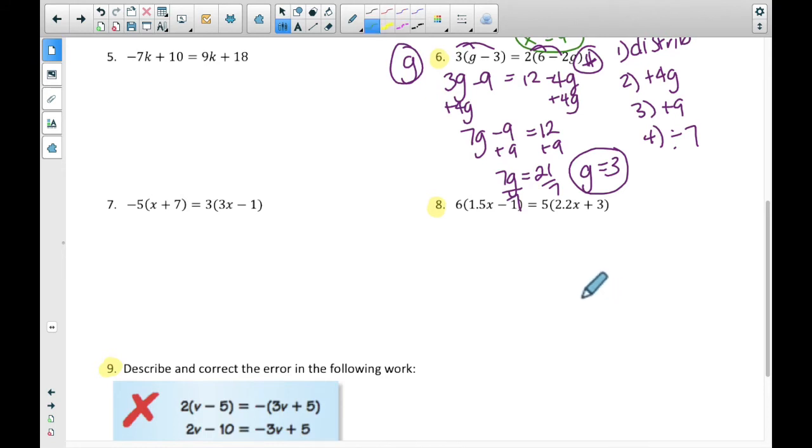Okay, how about number 8? Number 8 has decimals in it. I'm going to erase some of this so we can see it a little bit better, but number 8 has decimals in it, so we probably want to go ahead and get out our calculator. If you have not gotten out your calculator yet, why don't you go ahead and do that for this one?